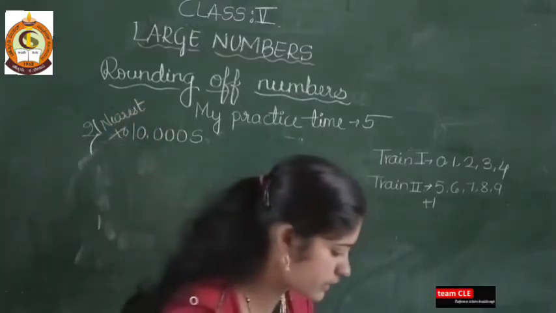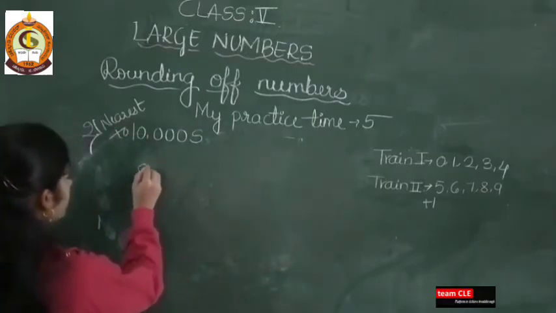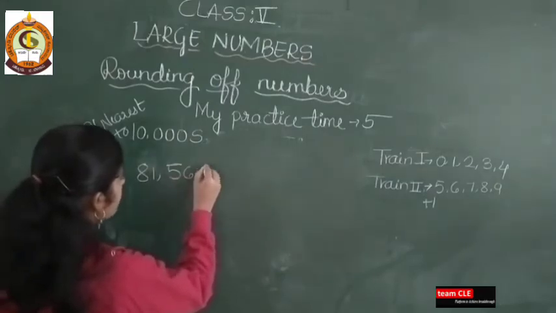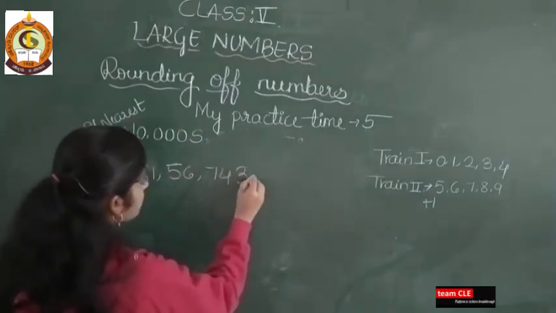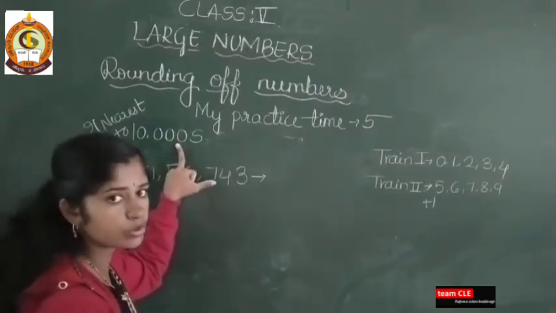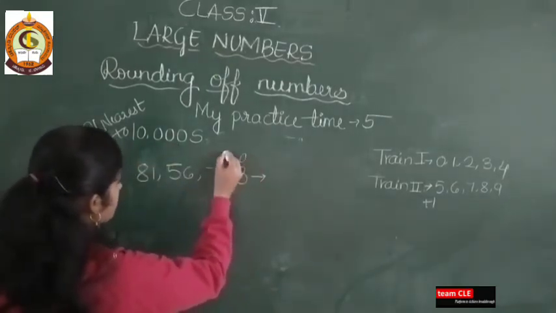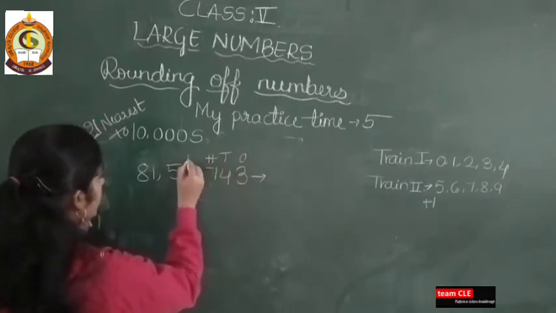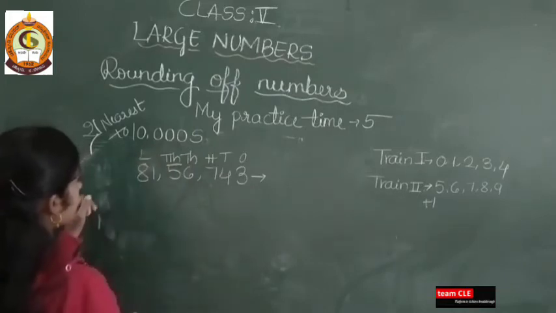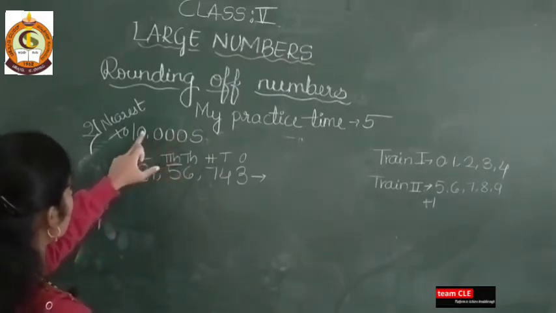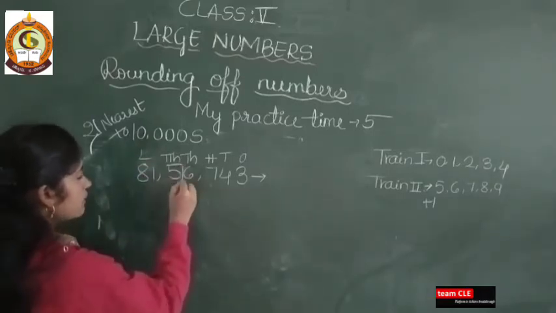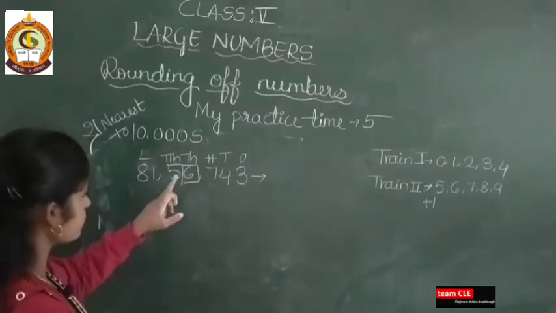So let us take the first example, 81 lakh 56,743. Okay, the 10,000 place means you need to see the 1000 place. So take ones, tens, hundreds, thousands, 10,000s and lakh. The 10,000 place means you need to see the 1000 place. So what is there?